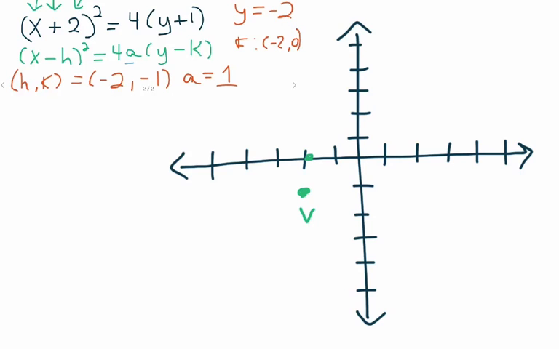And here's our focus at negative 2, 0. Our directrix is located at the line y equals negative 2. And we can find additional points by using the formula plus or minus 2a. Since a is equal to 1, that is simply plus or minus 2, which means I have an additional point here at 0, 0, the origin, and then I have another point at negative 4, 0.